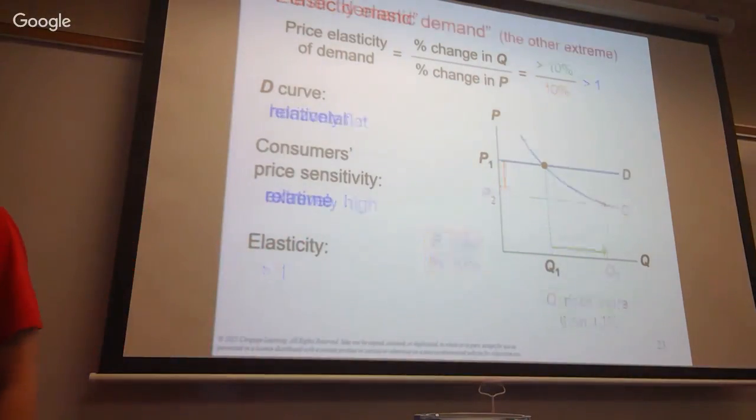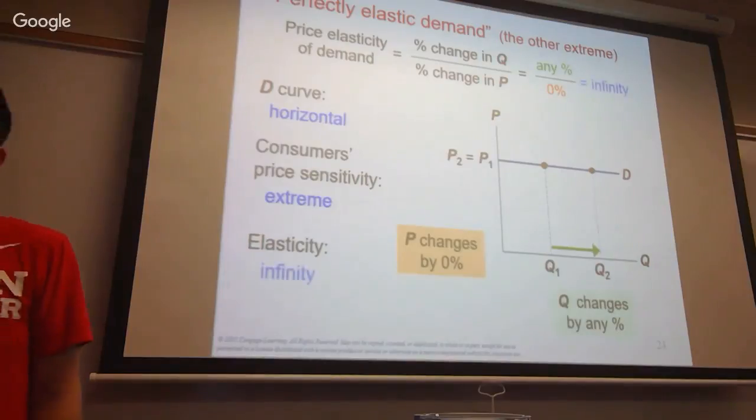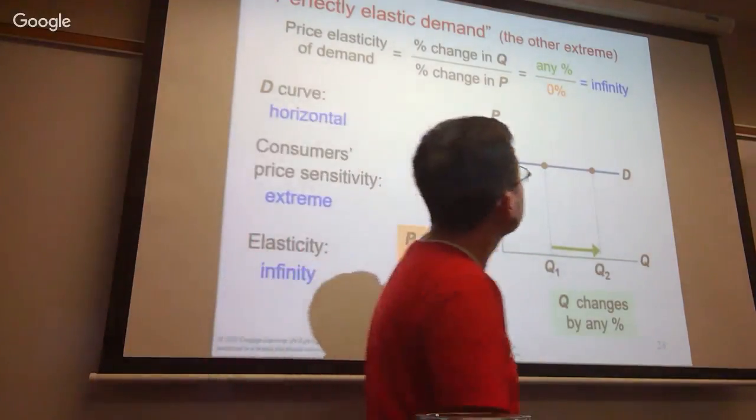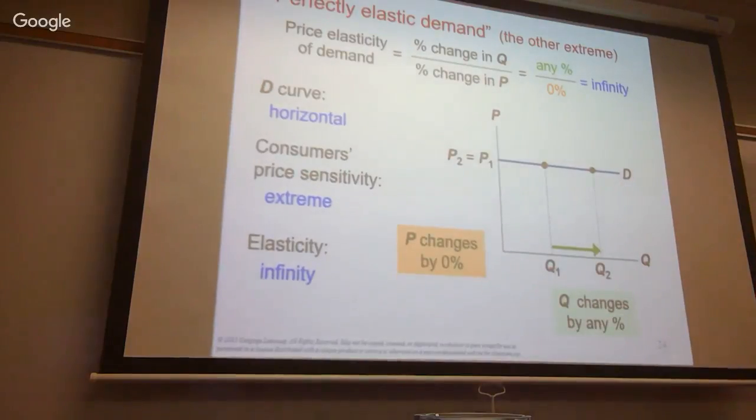Let's see the last one. If you see a perfectly flat demand curve, this is called perfectly elastic demand. Now in this demand curve, the consumers are super sensitive about the price change. So if you increase the price by 1 cent, we don't buy anymore.